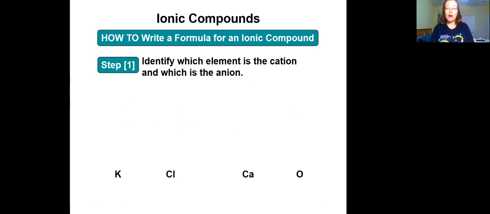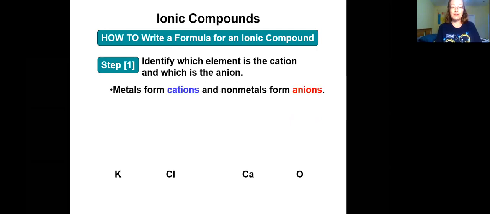We're going to go over how to write the formula for an ionic compound. Before you can do anything, you're going to have to know which element is the cation and which is the anion. Well, this is the same as saying which one's the metal and which one's the non-metal. K is all the way on the left-hand side. He's over there with sodium. So he's in group 1A. Is he going to be a metal and make a cation, or is he a non-metal and makes an anion? Group 1A, those are our metals, our alkali metals. So he's going to form a cation.